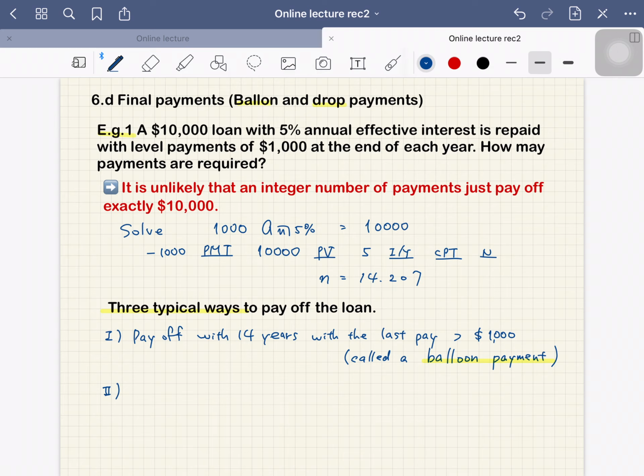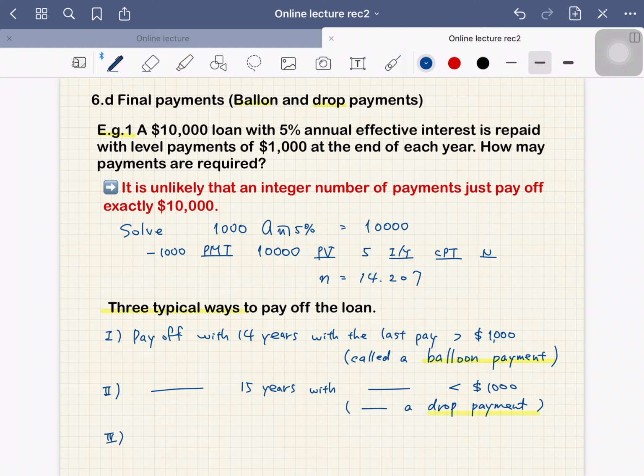And the second option is pay off with 15 years. But in such a case, the payment amount is too much, so the last payment is less than $1,000. So this is called drop payments. Okay, so balloon payments and drop payments.